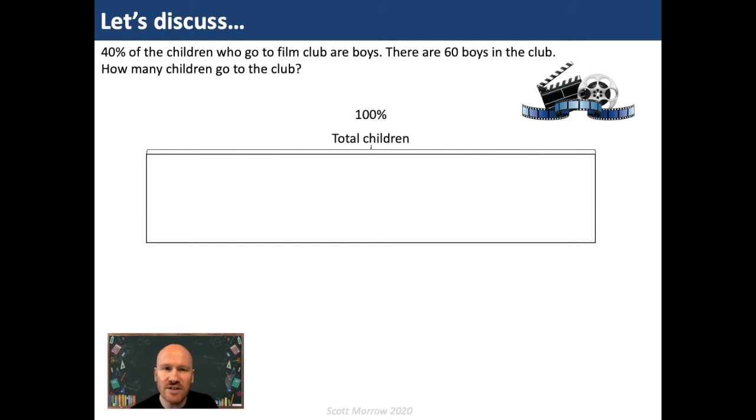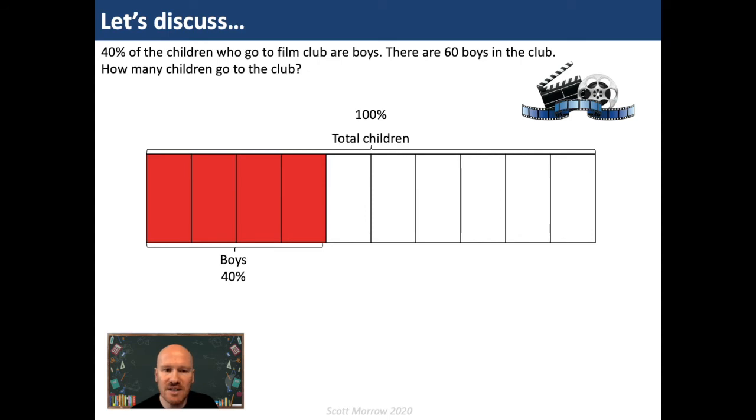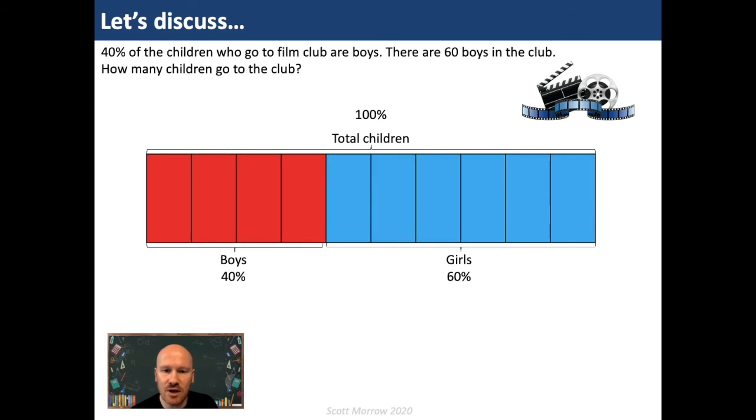We know that 40% of the children are boys, so we've got 40 hundredths, but that can be simplified to 4 tenths, which means that I can split this bar into 10 parts. 40% of the children are boys, so 4 tenths of the children are boys, so we can identify that like so, which means that 60% of the children are girls, which is represented by those 6 parts. Once again, we've split that bar into 10 parts, and each of those parts is worth 10%.